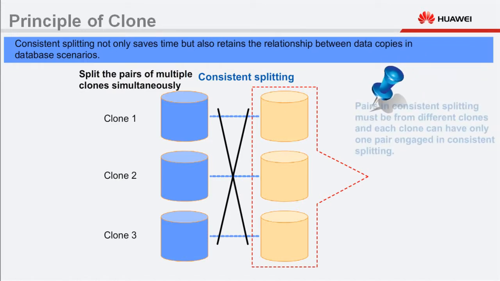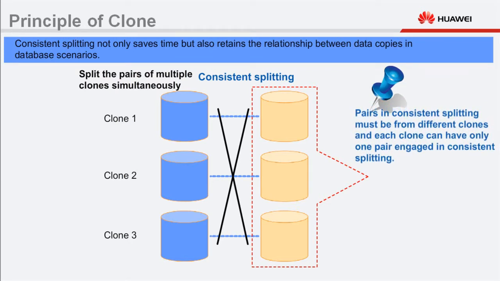What's noteworthy is that pairs in consistent splitting must be from different clones, and each clone can have only one pair engaged in consistent splitting.